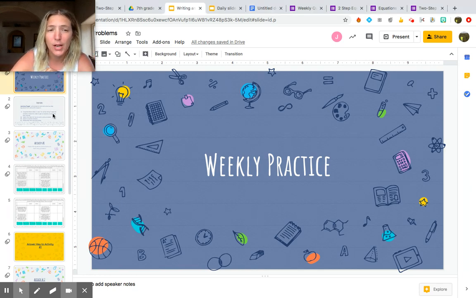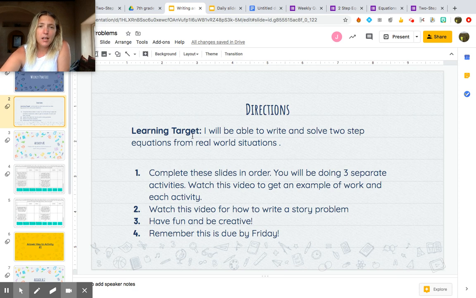So to go over the directions, this week's goal is being able to write and solve two-step equations from real-world situations. It's really important that you complete these slides in order, and you will be doing 3 separate activities to do that. And then you're going to be watching this video to get an example of work in each activity.